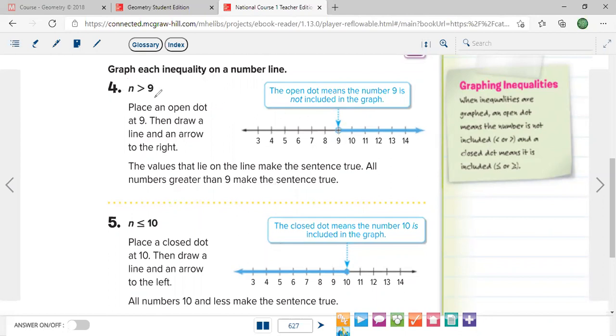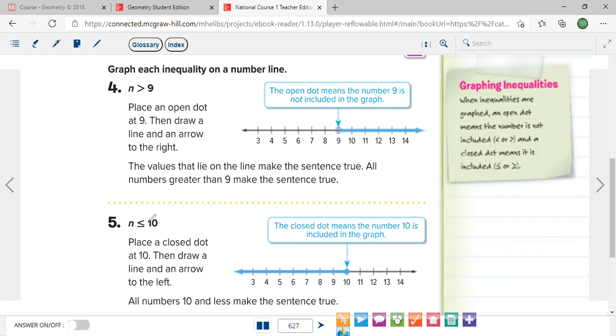N is greater than 9 means all the numbers to the right of 9, because bigger than 9 can be 9.1, 9.01, 9.001, could be 10. So many numbers between the 9 and 10. So we need to shade all the part to the right of 9 to infinity.